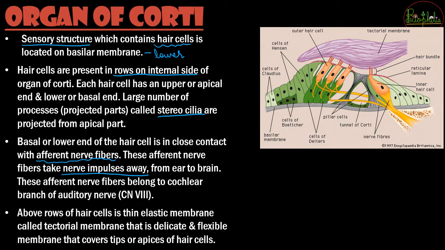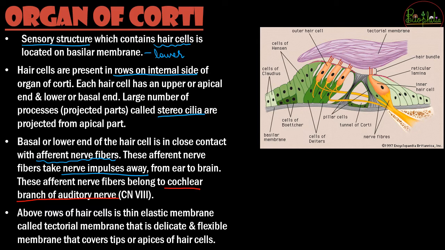But who will do this signaling work? It is going to be the nerve fibers belonging to the cochlear branch of the auditory nerve. So this auditory nerve is the part of cranial nerve 8, right? So cranial nerve 8, that is the auditory nerve, will have two parts, the first being the cochlear branch, which is going to belong to the sensory, that is hearing, part.